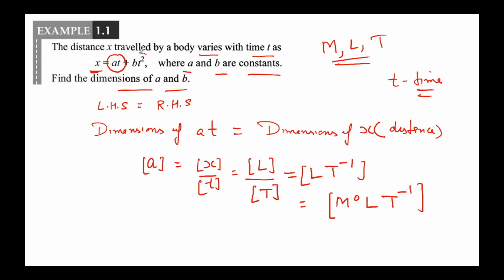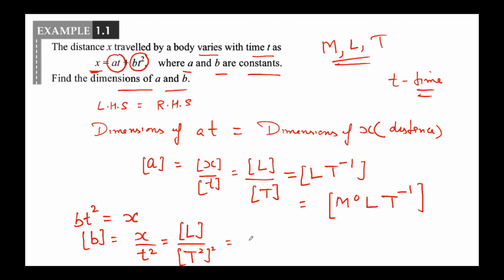So when we equate the dimensions of b t square, that should be equal to again the dimensions of x. So b is a constant, and from that it will be equal to x over t square. x has a dimension of L and t square has a dimension of t square. So the dimension of constant b comes out to be equal to L t raised to power minus 2. So this is our result. So we have found the dimensions of a and b.